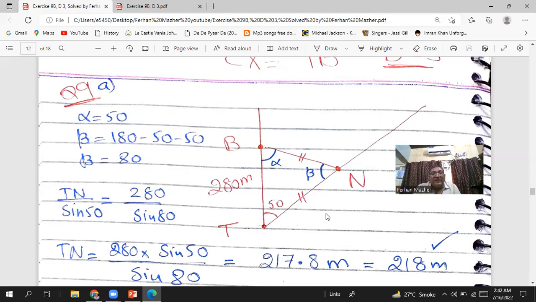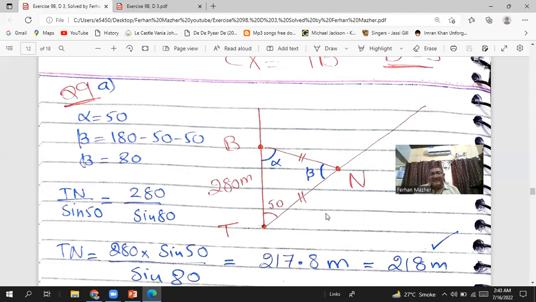So Tn divided by sine 50 equals 280 divided by sine 80. So Tn will be equal to 280 multiplied by sine 50, and the whole thing divided by sine 80. That will be 217.8, which, when you round it off to the nearest meter, will be 218 meters. So this is the first condition of that question.